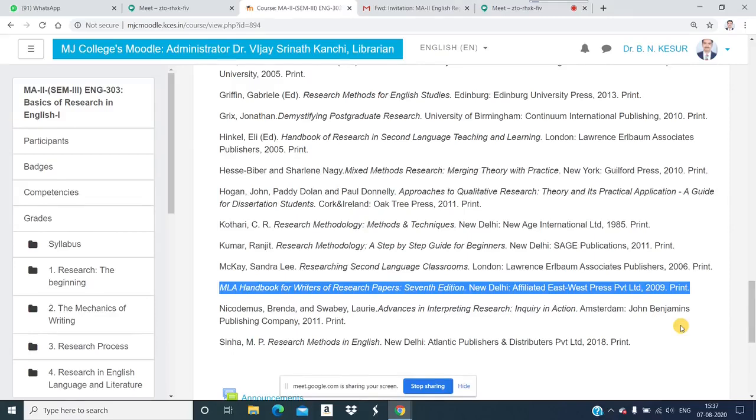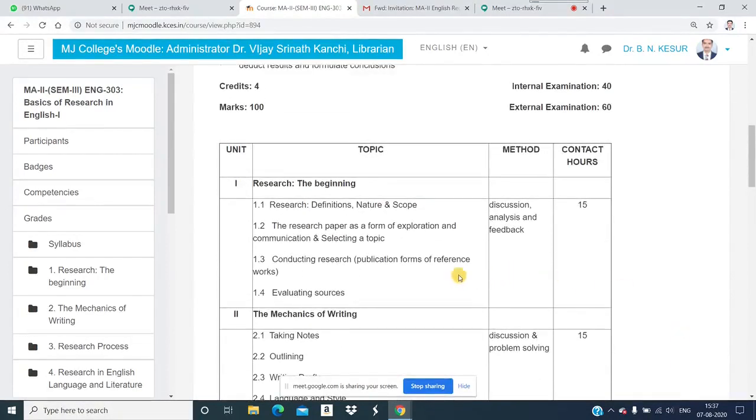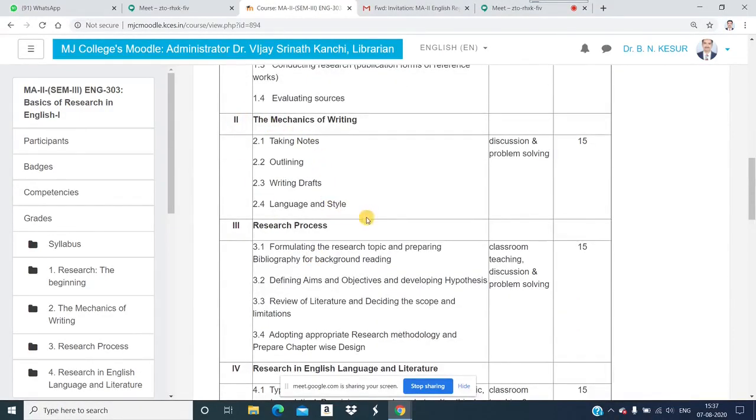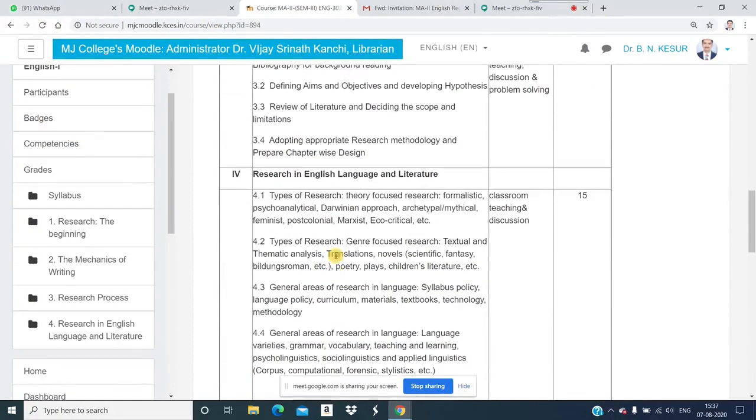So we have prepared the units of the course in such a way that some of the units are from that particular book, the MLA Handbook. Okay, for example, this first unit is from that one, even the second unit is from that book. This third unit is from other resources. So we will have a detailed discussion on that when we see that particular unit or sub-units. Then research in English language and literature, that is also not available in the MLA Handbook, but we will refer to some other sources and resources for that one.